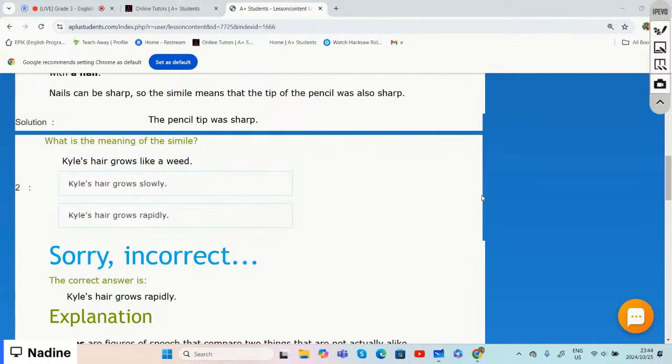All right, this is the last one. Kyle's hair grows like a weed. What does that mean? Does it mean that Kyle's hair grows slowly, or option two, that Kyle's hair grows rapidly? We need to say what is the meaning of that simile. Kyle's hair grows like a weed. Does his hair grow slowly or rapidly?